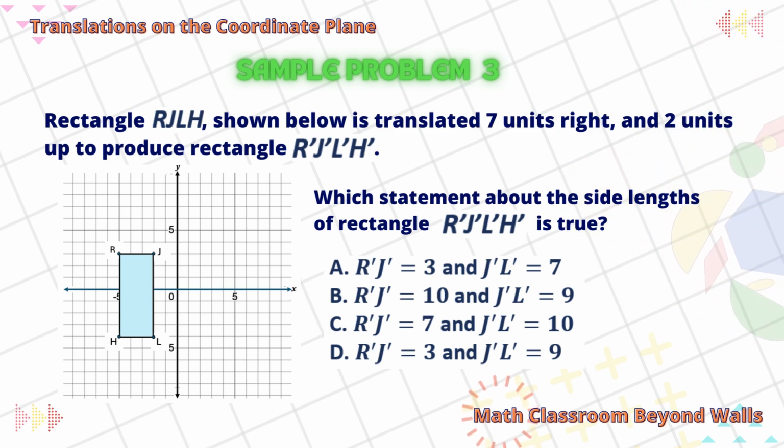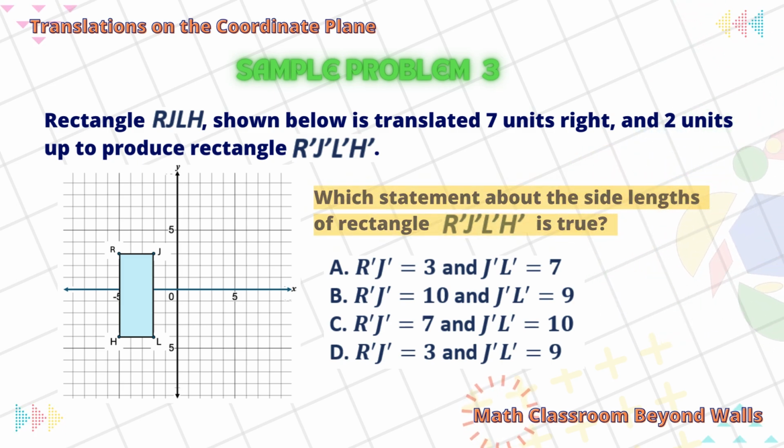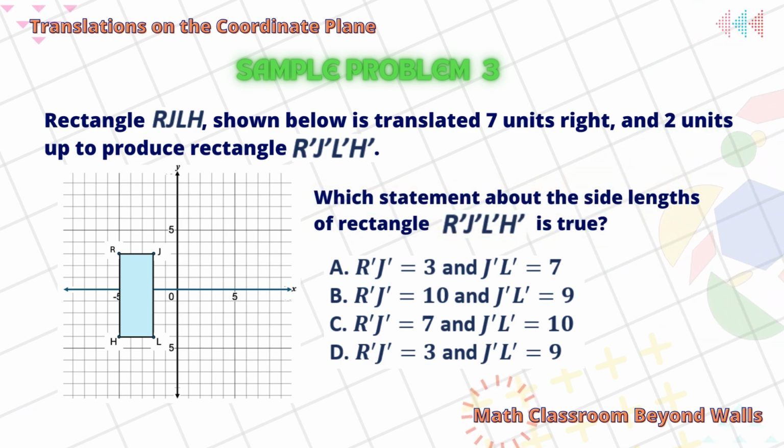We begin by reading the whole problem and may read it several times when needed to know what we're looking for, to determine what are given, and to figure out how the given information help find what we are looking for. What are we looking for, learners? We are to determine which statement about the side lengths of rectangle R prime, J prime, L prime, H prime is true. What are given?